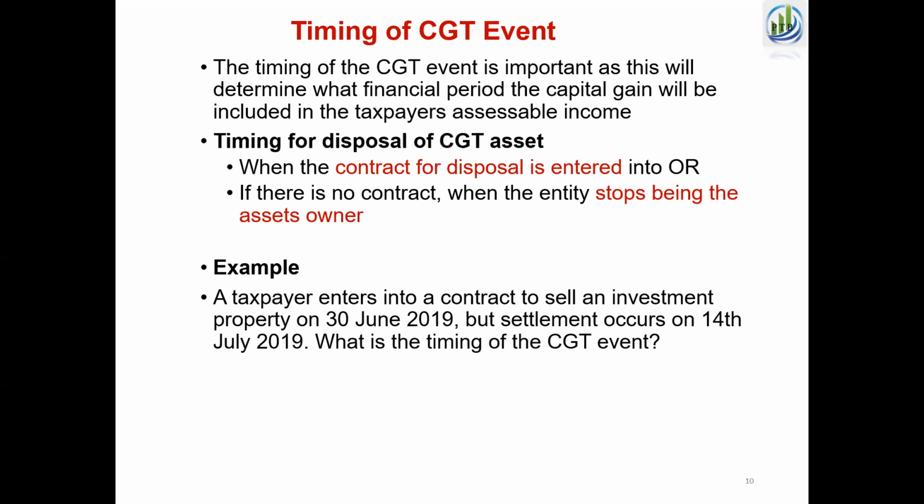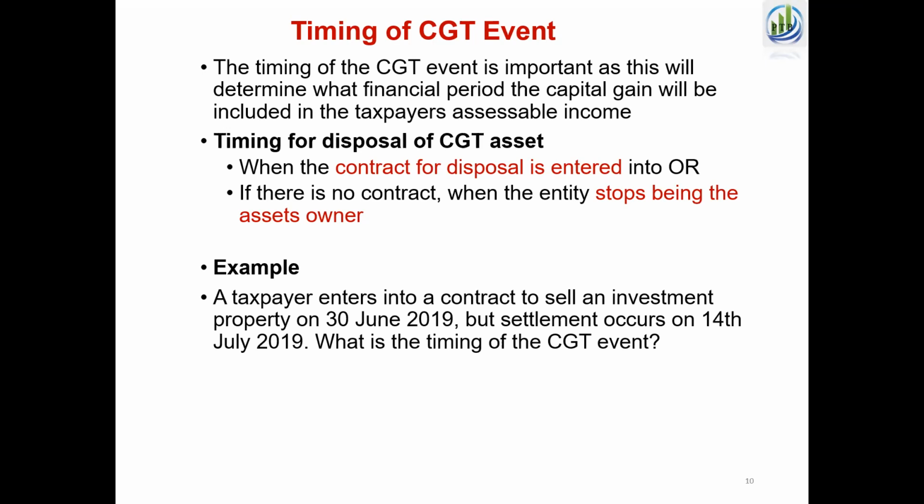What we learned from above is that the timing of the event is the date the contract is signed. No matter what the date of settlement, the 30th of June is the day we consider as the capital gain event. We calculate that capital gain for the tax year including the 30th of June 2019, which is the 1819 financial year. So you calculate and pay the tax on that. But actually settlement happened in the next year.